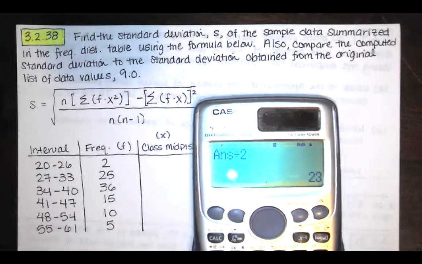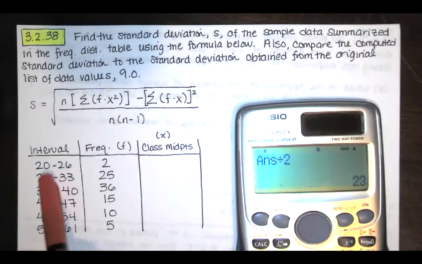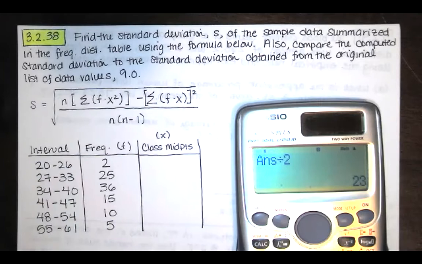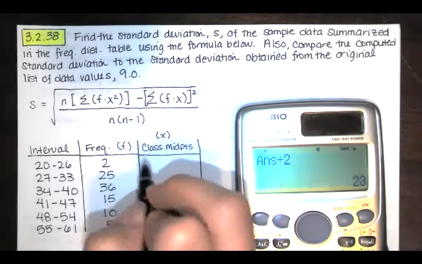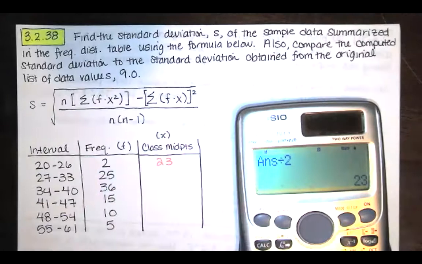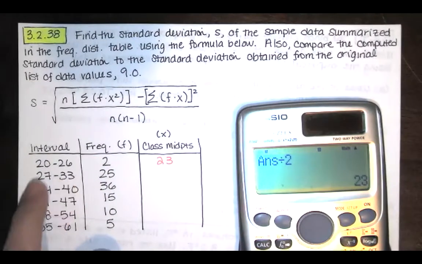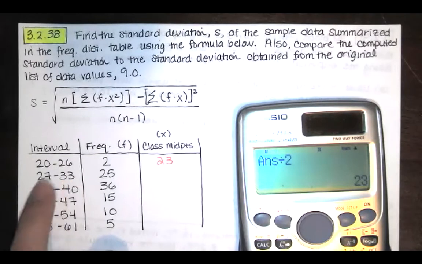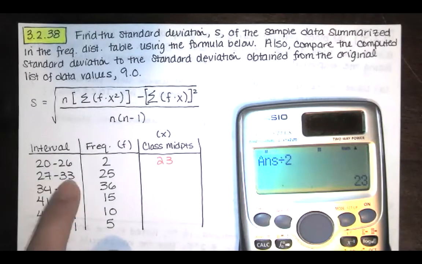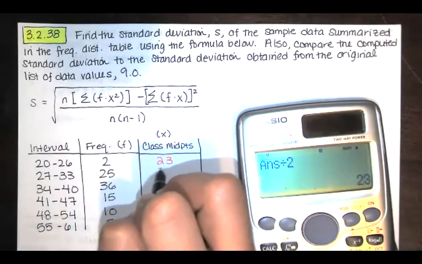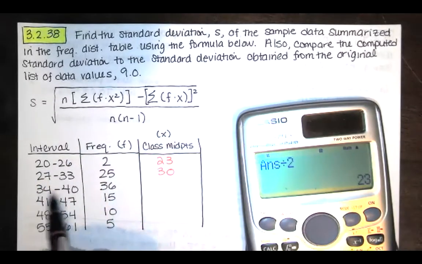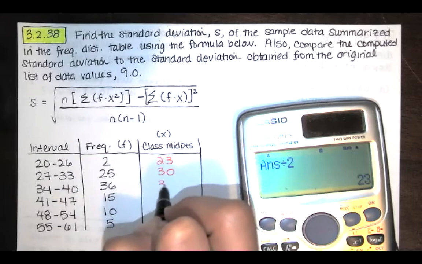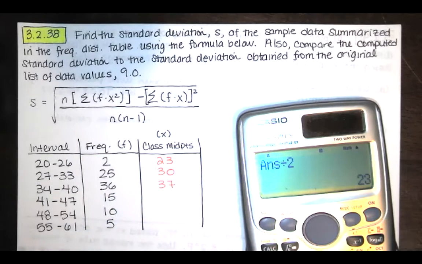Notice I get 23, which I think you could have probably guessed. What's the number halfway in between 20 and 26? It's 23. And then you could do the same thing here. You do 27 plus 33 and divide by 2. Or you could ask yourself, what's the number halfway in between 27 and 33? It's going to be 30. And then what's the number halfway in between 34 and 40? It's going to be 37, and so on.